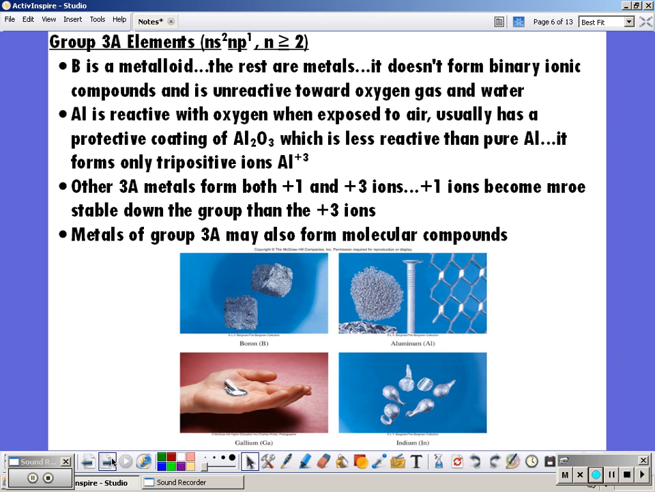Group 3A elements, or group 13, is interesting because we start to see different types of elements in the groups. So boron's a metalloid, everybody else is a metal. Boron doesn't form binary ionic compounds and is relatively unreactive towards oxygen and water. Aluminum, the next element down, is reactive with oxygen, and when it's exposed to air usually has a protective coating of aluminum oxide, which is less reactive than pure aluminum. And aluminum only forms tripositive ions, Al+3. So in our picture of aluminum down here, all of that is actually coated with oxygen or aluminum oxide. It's not pure aluminum.